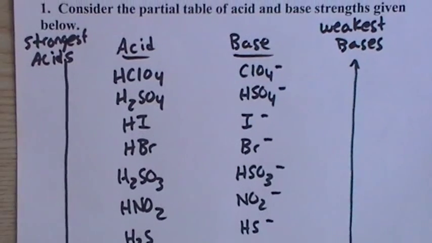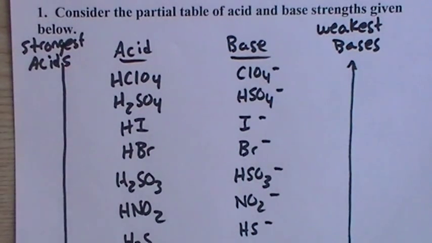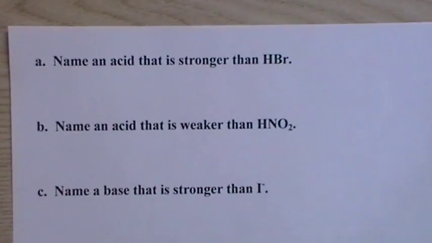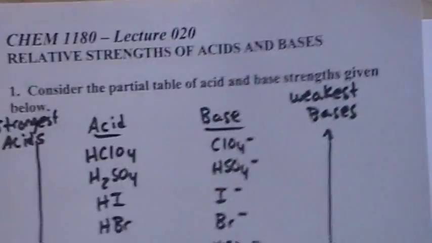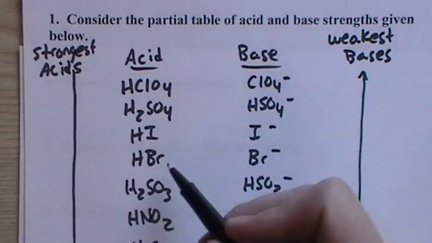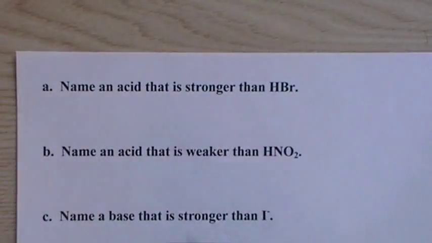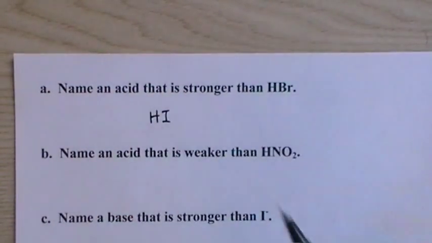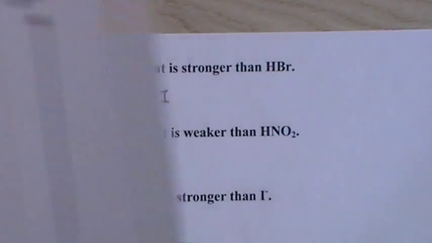On my exams I'd give you this table, the one from your book or something similar, which will have a lot more of the acids and bases in it. But I'll come back to this table. So consulting that table, name an acid that is stronger than HBr. So that gives you some flexibility. Here's HBr, so any acid above it we can use. So just write in HI, or H2SO4, or HClO4.